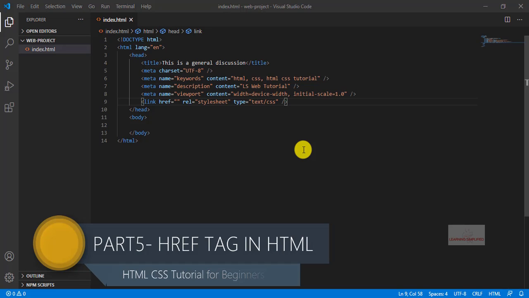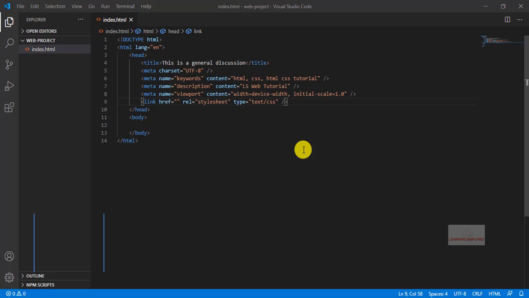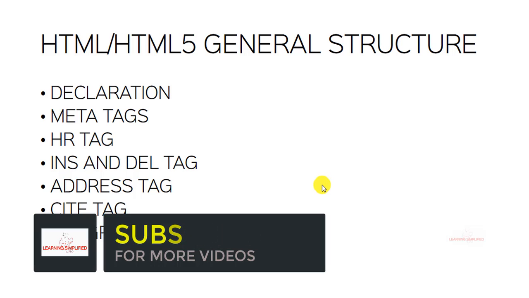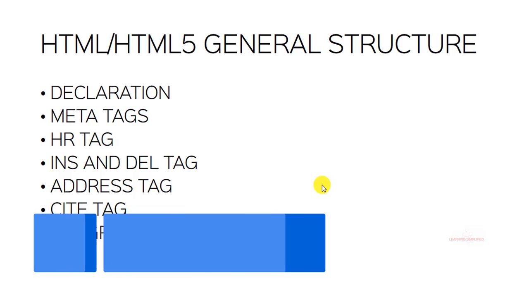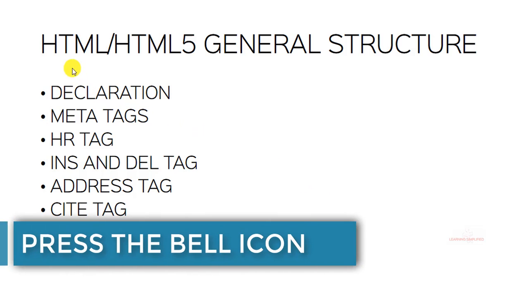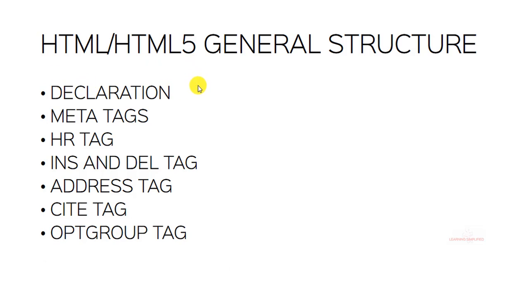In our previous tutorial, we had a general discussion on the meta name, keywords, description, viewport, and this sort of things. So all of those things were needed. In this tutorial, we had told you that we will be discussing some of the rare tags used in HTML, like the hr tag, ins and del tags, address tag, etc.